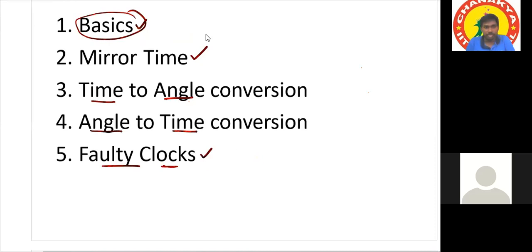Yeah, so far we have completed basics, mirror time, and time to angle conversion. We are in the middle of time to angle conversion, I think. Yes or no? Yes, sir. Let us do some more questions on time to angle conversion.